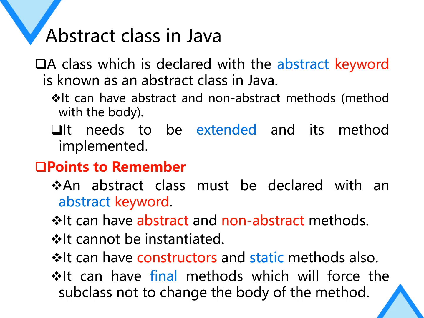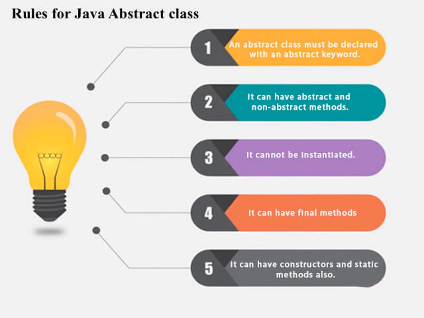It can have a final method as well. If it has a final method, then it will force the subclass not to change the body of the method. So if it has a final method, we cannot change the body of the method in the subclass.